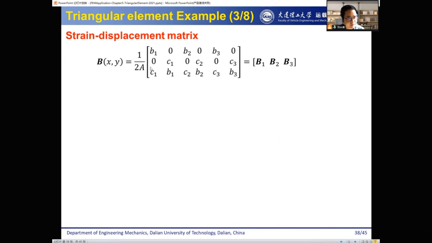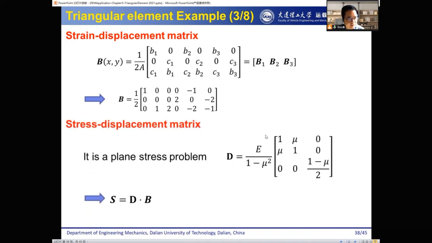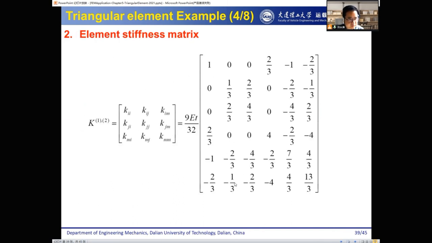We know the B matrix is a constant matrix for the three-node triangular elements. So it's a constant matrix. Then this is our B, already determined by those coefficients. Then there is the stress-displacement matrix, which depends on the material. We said our material is linear elastic with small deformation, and we assume it's a plane stress problem. Then we have the matrix for the D.